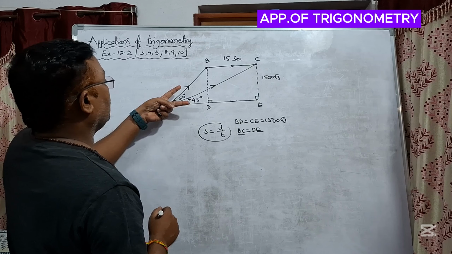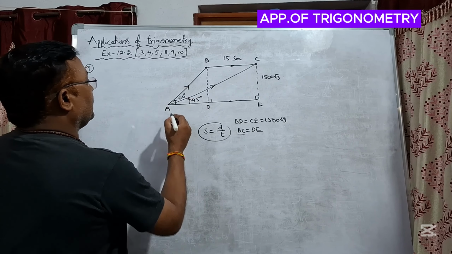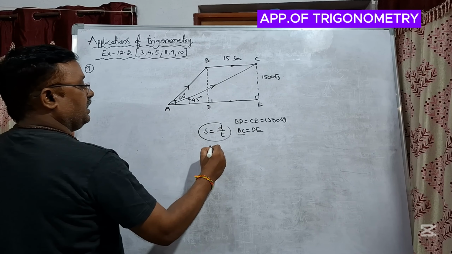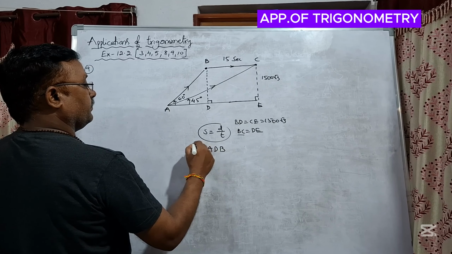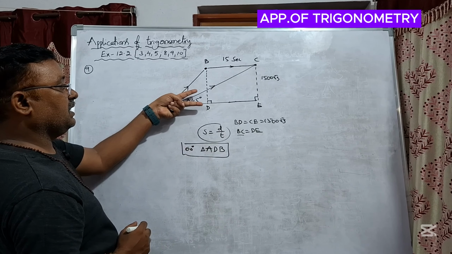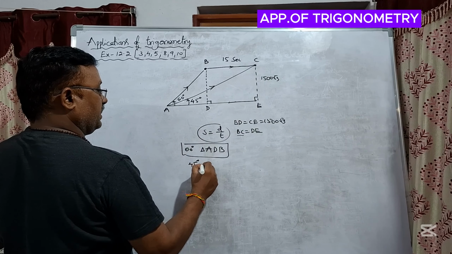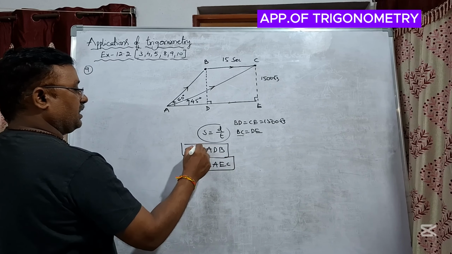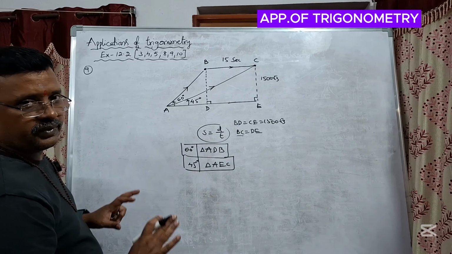What are they? Related to the 60 degrees angle, there is a right angle triangle ADB. ADB is the first right angle triangle related to 60 degrees. Understood? Related to 45 degrees, its extension, triangle AEC. These are the two right angle triangles related to the two given angles. Try to utilize them. How to utilize?